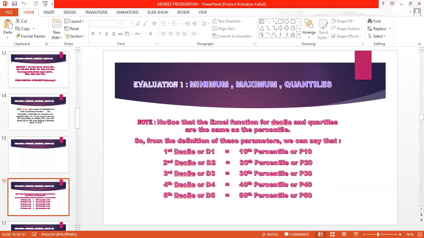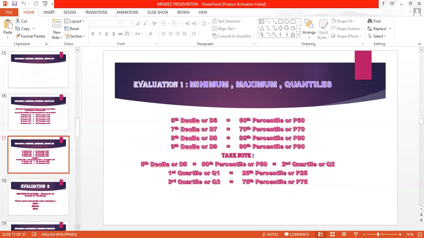Their comparisons, as we notice, show that the Excel function for decile and quartile is the same as the percentile. So from the definition of these parameters and their comparisons, we can say that our first decile is equal to the 10th percentile. D2 is equal to P20, D3 is equal to P30, and so on. And please take note that our 5th decile is equal to the 50th percentile or P50, which is also our second quartile or Q2. Our Q1 is also our P25. Our Q3 is also our P75.